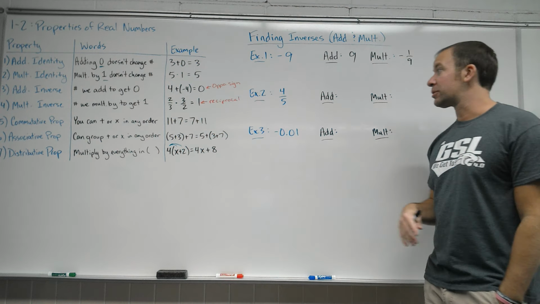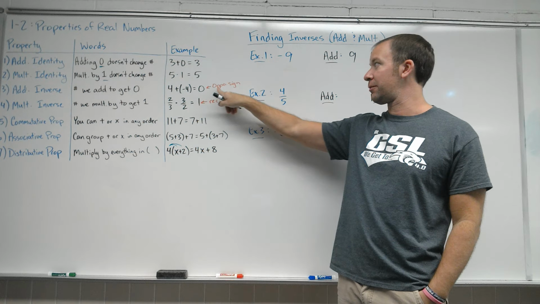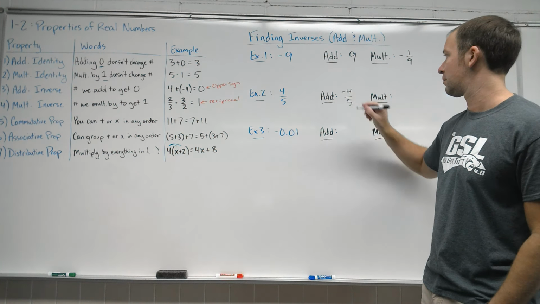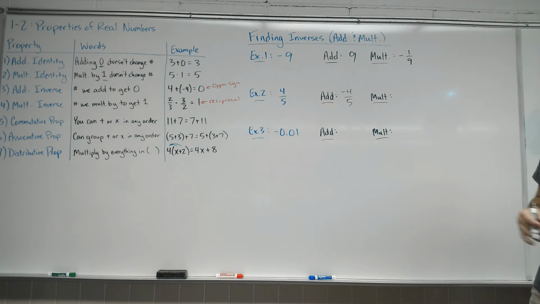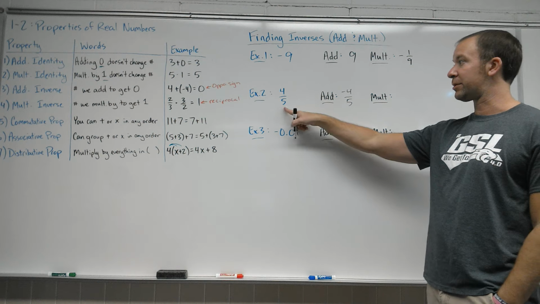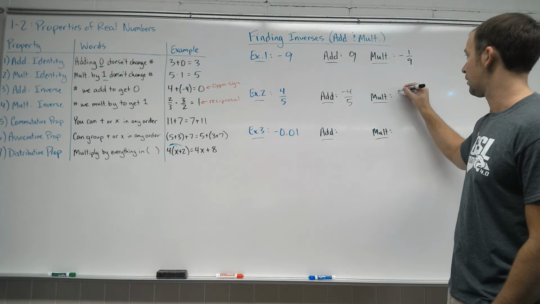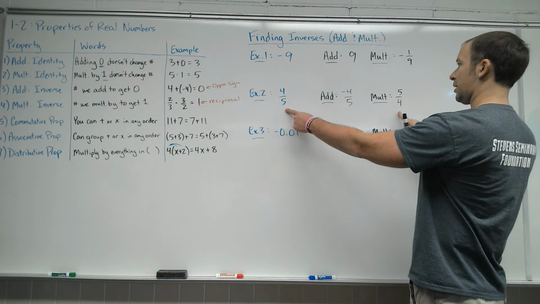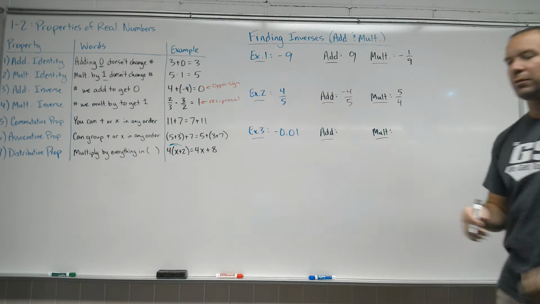Okay, so example 2: what do I add to 4/5 to cancel it? For the adding one, just flip the sign. If I add -4/5, 4/5 plus -4/5, it's gone. What do I multiply it by? Here's where we do the reciprocal. Take and flip it. If I multiply these two numbers together, the 4's will cancel, the 5's will cancel, and all that's left is a 1.